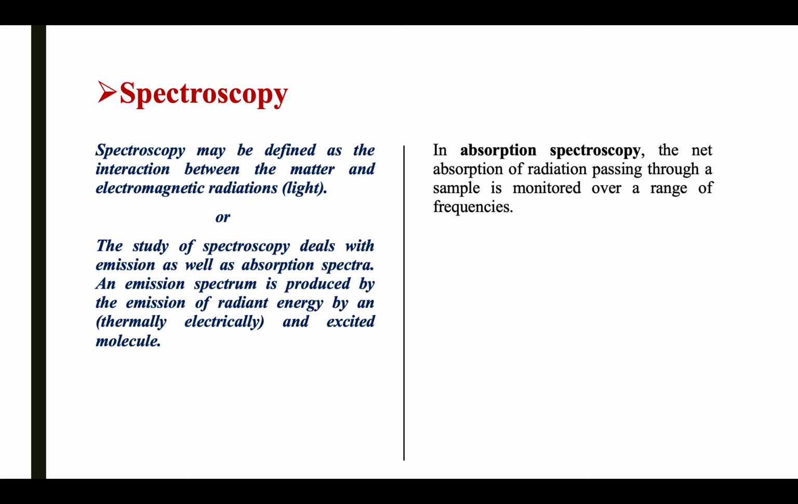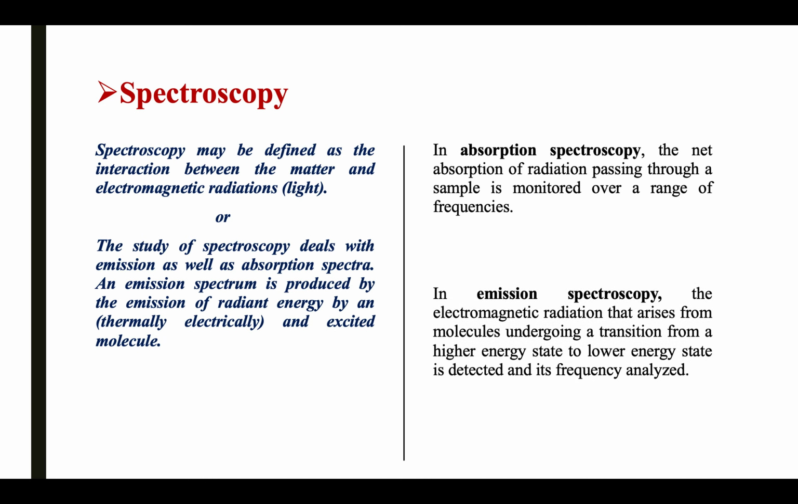So there are two types of spectroscopy: one is absorption and one is emission. Now we will see what is meant by absorption spectroscopy. In absorption spectroscopy, the net absorption of radiation passing through a sample is monitored over a range of frequencies. Generally we put in different frequencies and monitor the absorption rate, how absorption takes place in the molecules. It will absorb a particular energy and go to a particular energy state. That's how the absorption of radiation works.